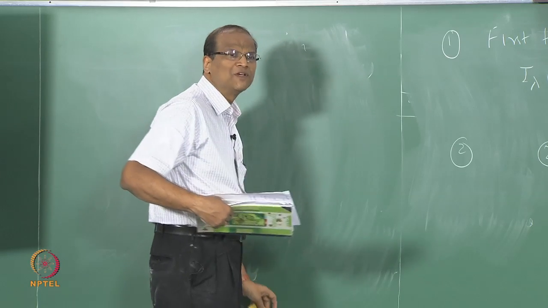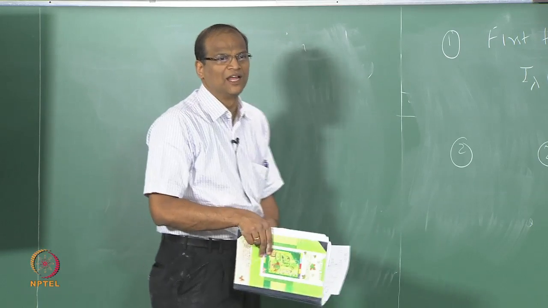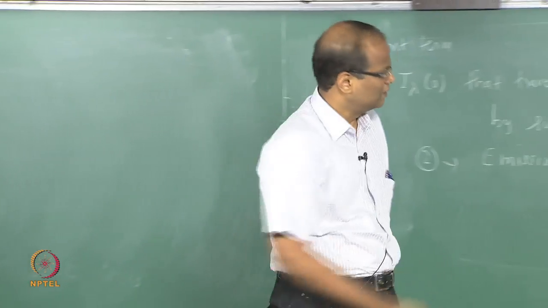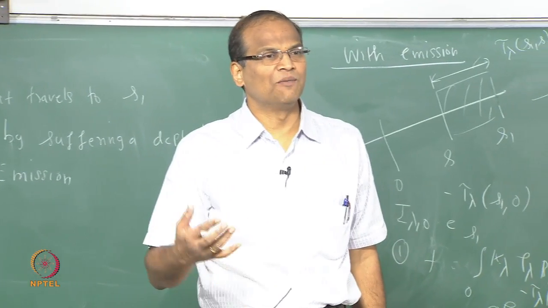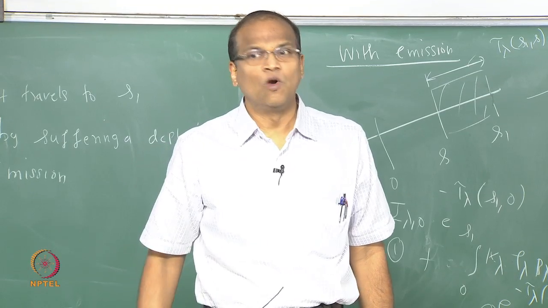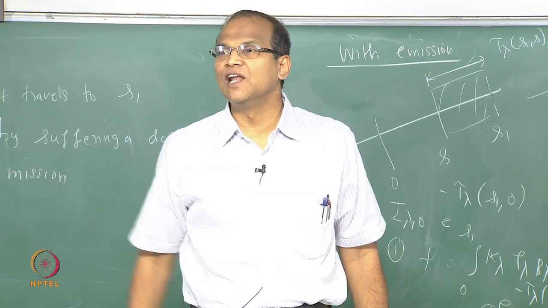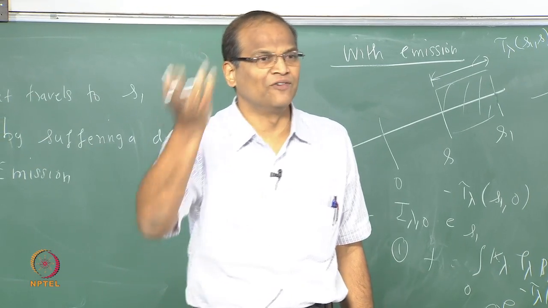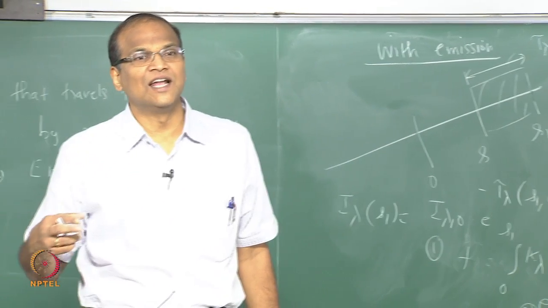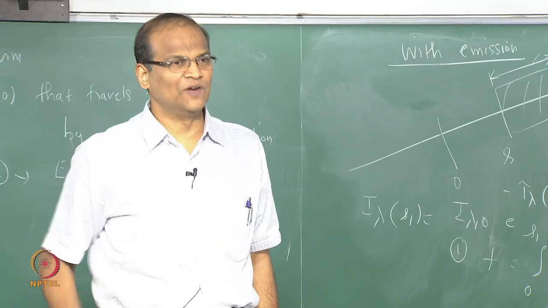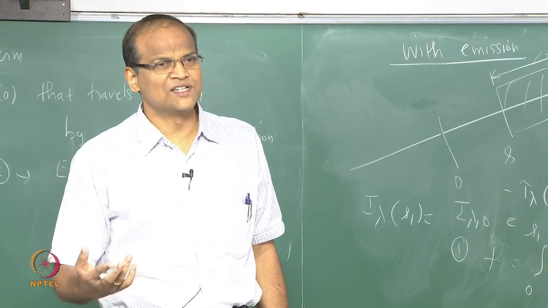You may be wondering what type of questions I can ask in the exam. I can give you alpha lambda, I can give you I lambda naught, I can ask you to integrate, I can give you the kappa lambda, so many meters square per kg. What should be the depth of the layer such that the radiation coming out is half of I lambda naught? What will be the thickness such that I lambda equals 35% of I lambda naught? Some silly questions like that I can ask.